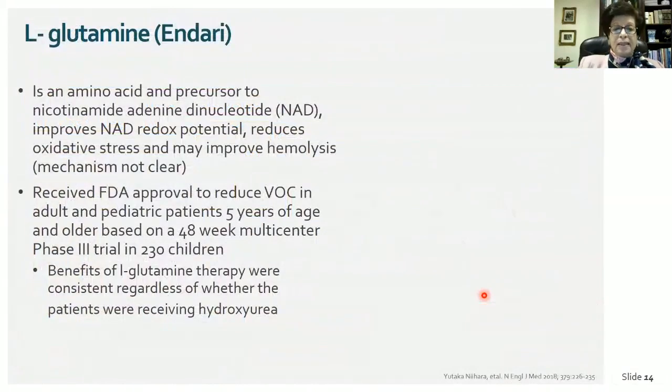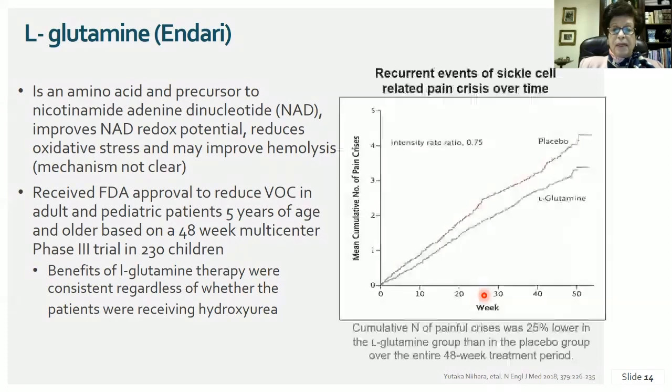L-glutamine is an antioxidant, an amino acid precursor to nicotinamide adenine dinucleotide, NAD, so it reduces oxidative stress. It received FDA approval a few years ago to reduce VOC in adult and pediatric patients 5 years of age and older, based on a 48-week multi-center phase 3 trial in 230 children. Its benefits have been demonstrated whether patients are on hydroxyurea or not. And as seen on the right, the cumulative number of painful crises was 25% lower in those on L-glutamine versus those on placebo.